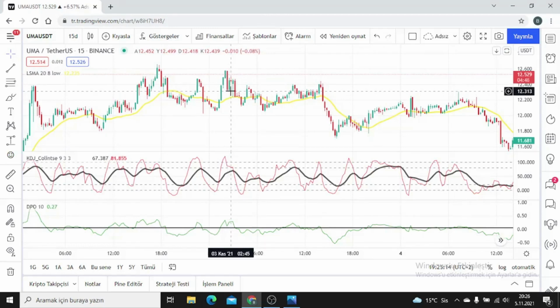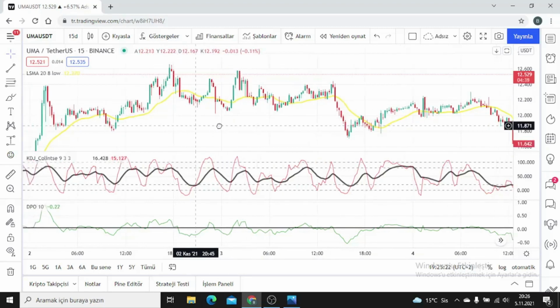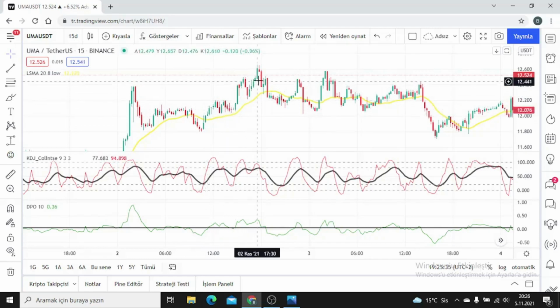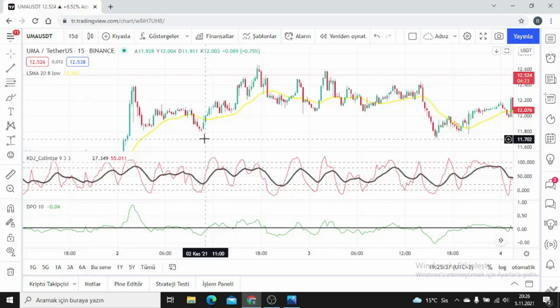Again, let's go back a little more in our graph, friends. When we look at it, we see that the price is rising above the moving average here too. See how the price goes up. Likewise, our three conditions confirm us here. DPO approves, KDJ approves, and our moving average, which we call SMA, approves us. Let me say this again.